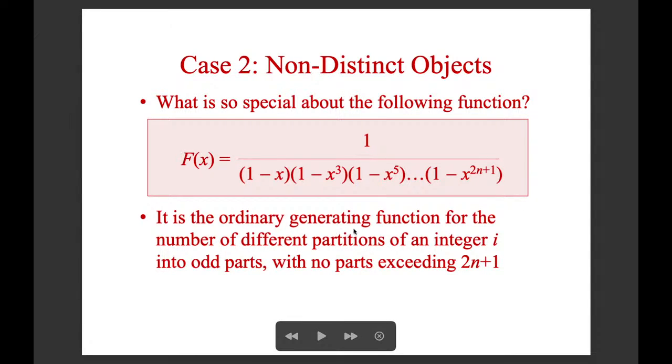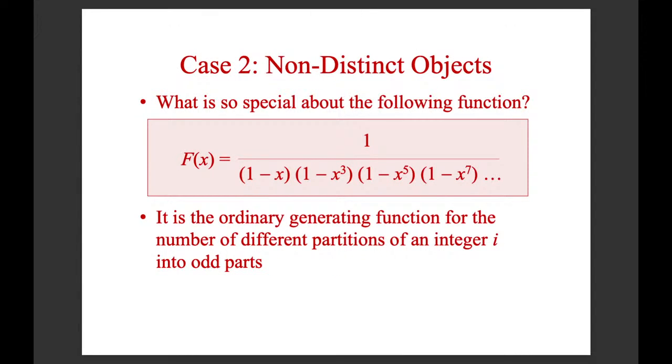So it is the generating function for partitions of the integer into odd parts, so that each part has to be an odd number, but no part of this partition will exceed 2n plus 1. Now if you're okay with this, then this one will be the generalization or another related generating function. In the denominator, there are infinite terms as a product. So here we have 1, 3, 5, 7. This is like how many ways there are to partition the integer into odd parts, so that each part is an odd number. There is no restriction.